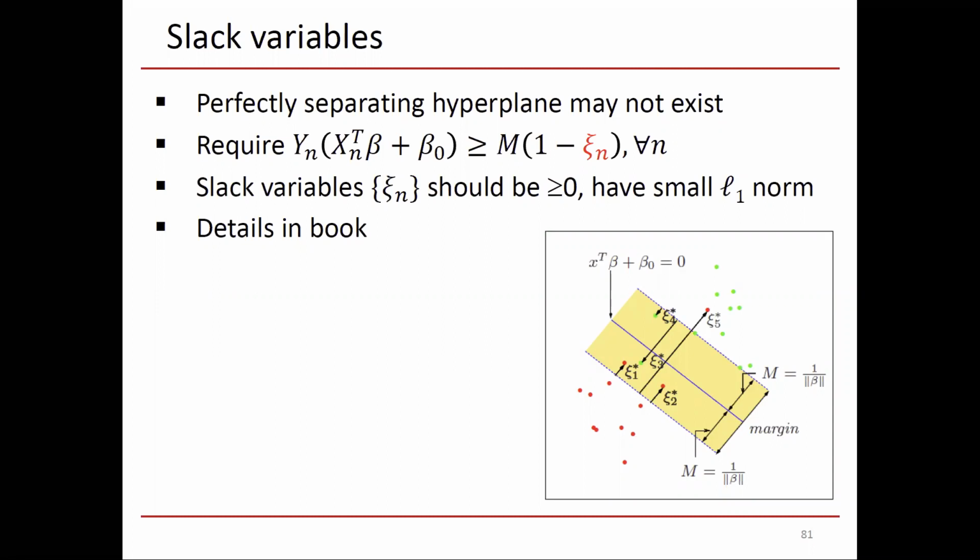Most of the time, zeta n is going to be 0. There's no need for any slack. Occasionally, some of the slack variables could be positive, and we want the L1 norm of the zeta vector to be small. L1 norm meaning the sum of their absolute values. Details appear in the book, but again, the idea is that you allow slackness and you are trying to minimize the L1 norm of the slack vector.